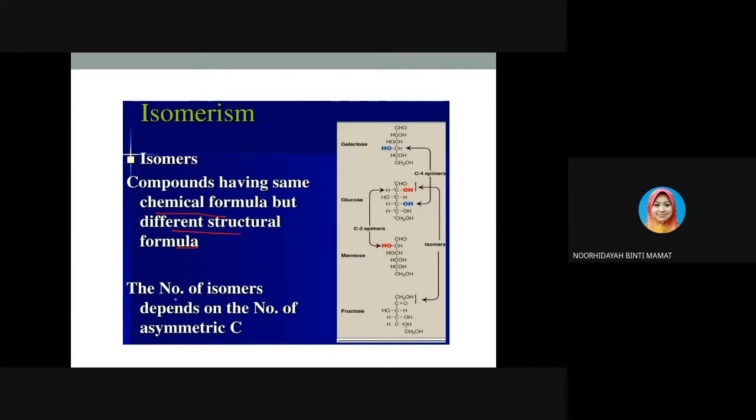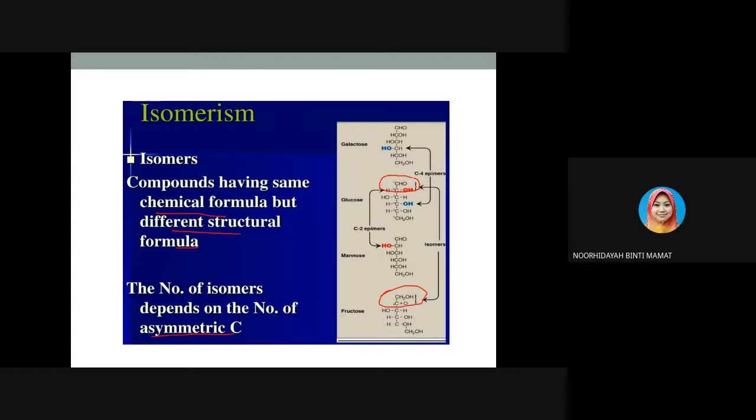The number of isomers depends on the number of asymmetric carbons. So, for example, in here, fructose and glucose are two isomers. You see they have the same chemical formula, but they have different structures.